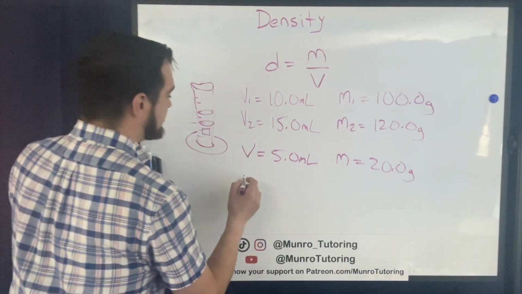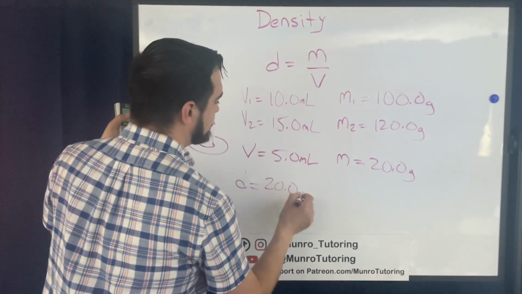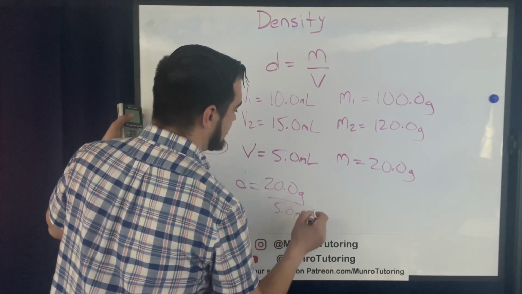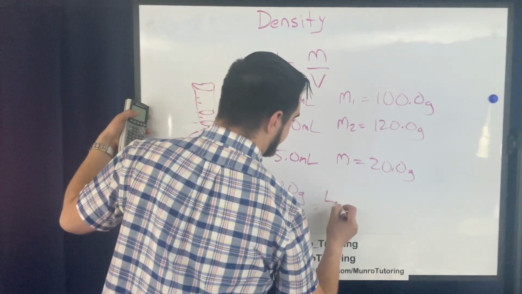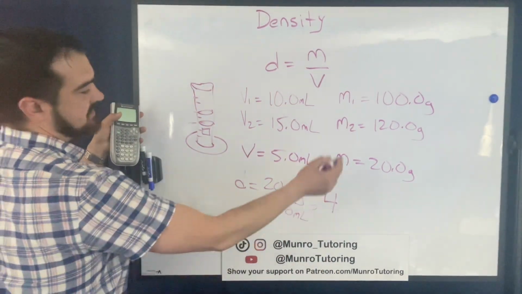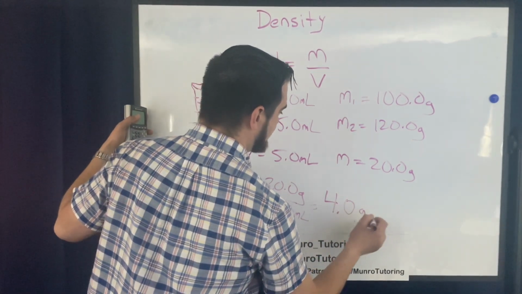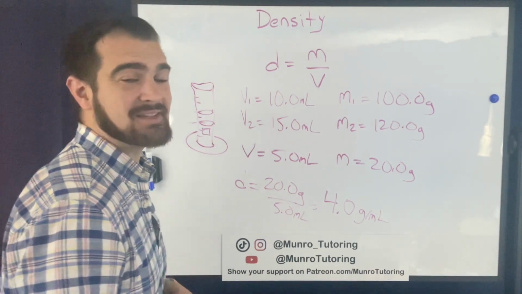So the density here is going to be the mass over volume, 20.0 grams over the 5.0 milliliters. And we get 20 over 5 is 4. So that is 4, but with 2 sig figs, so 4.0, and that's grams per milliliter. And that's our answer.